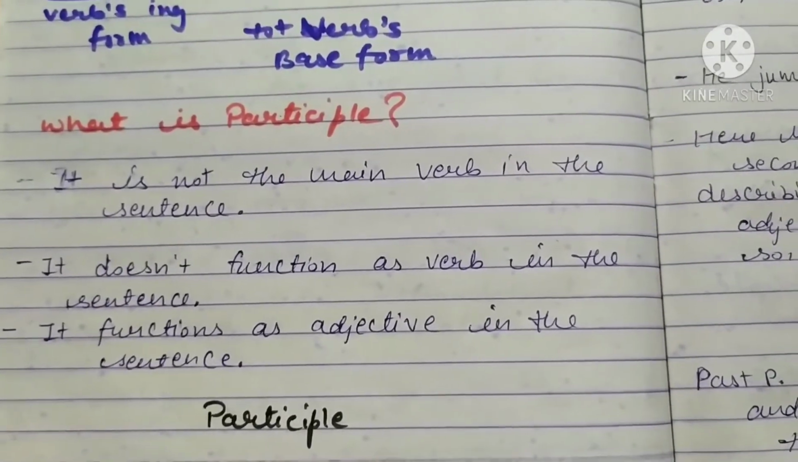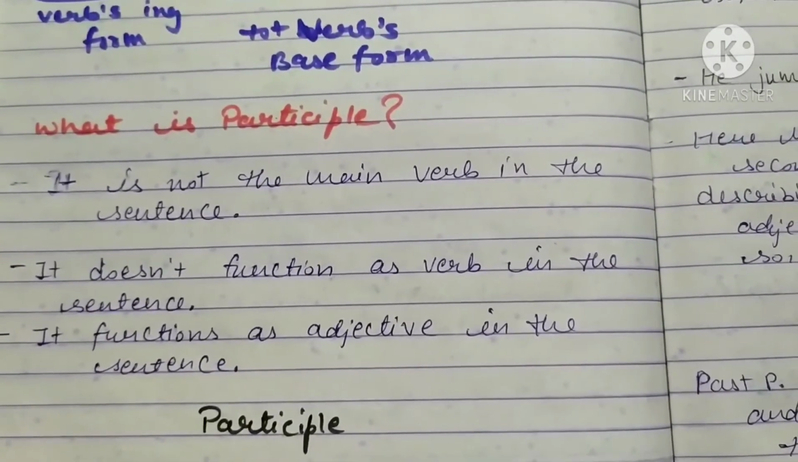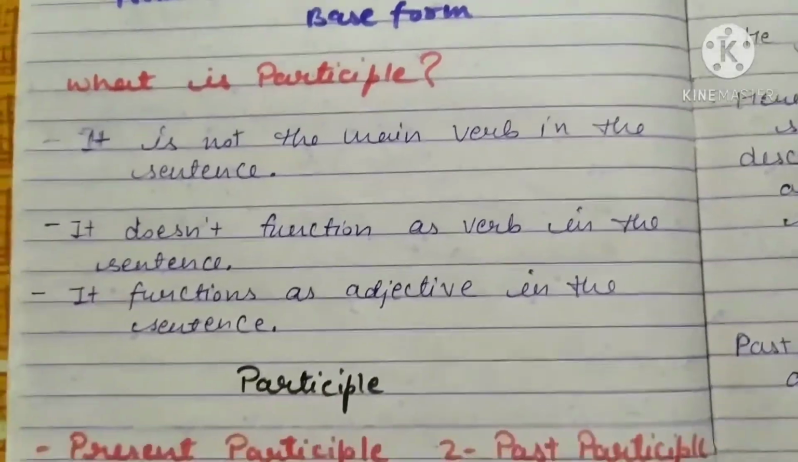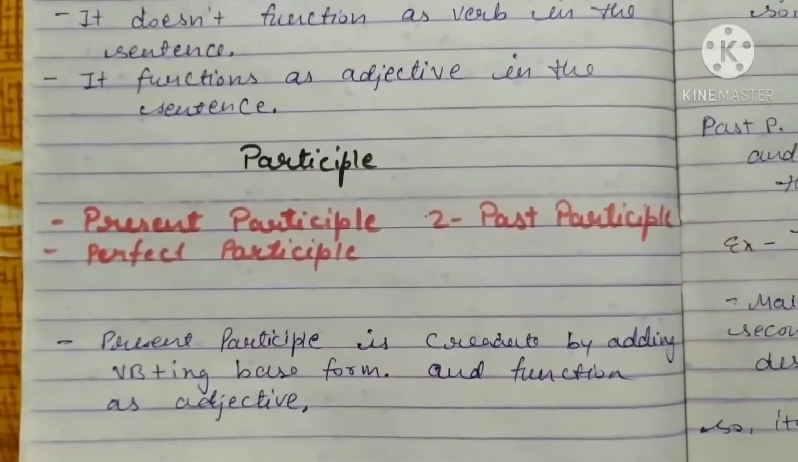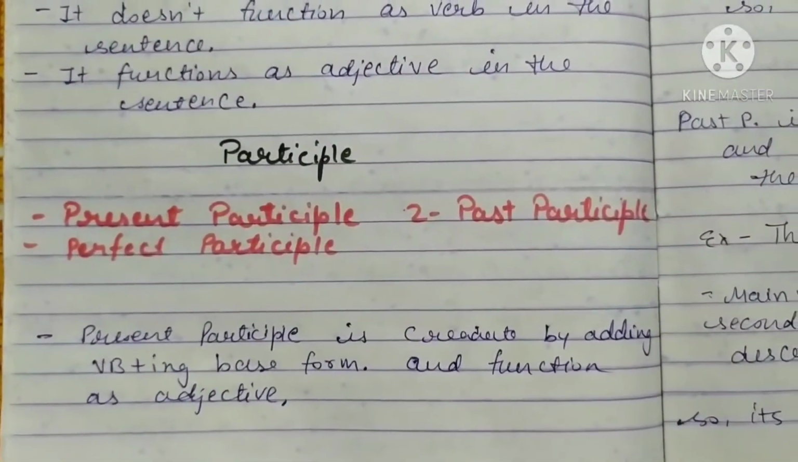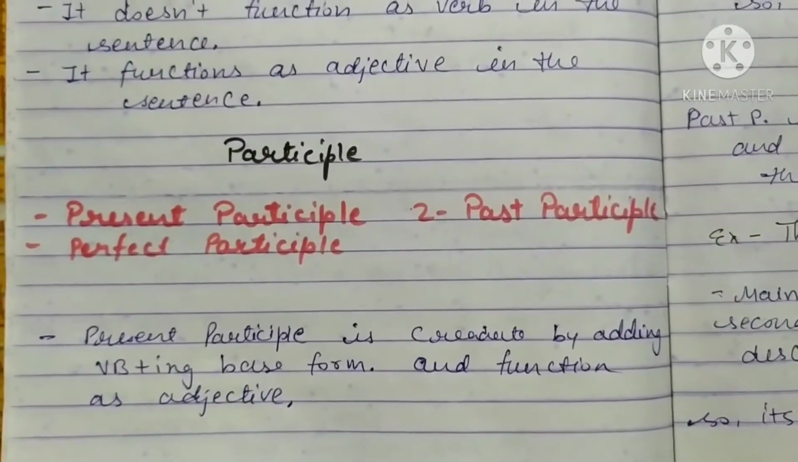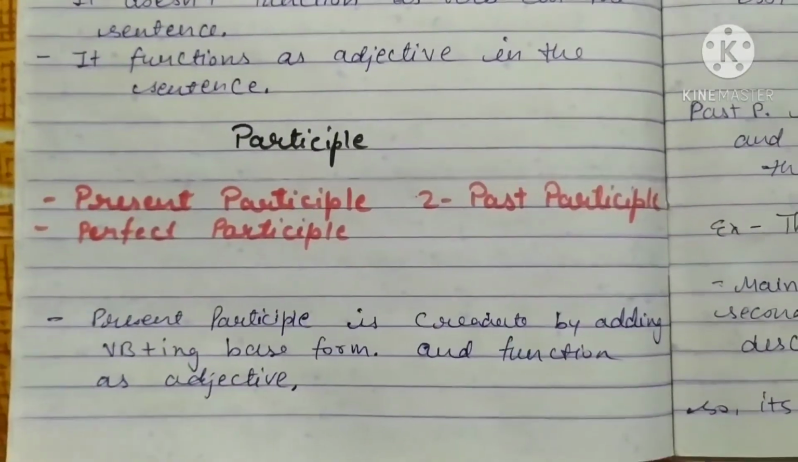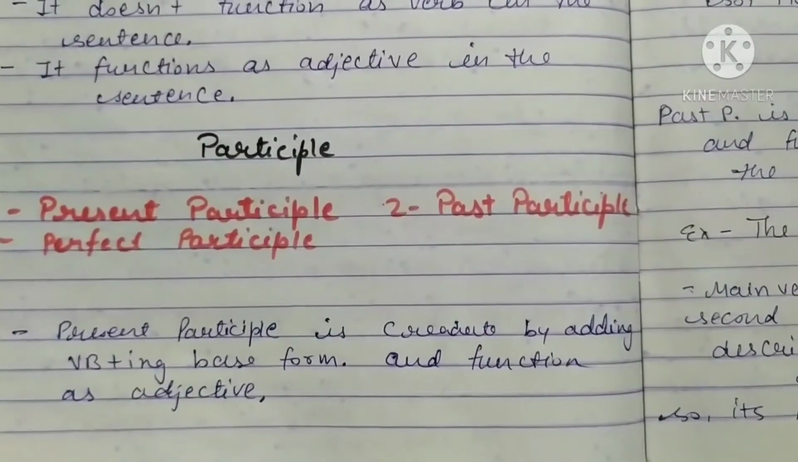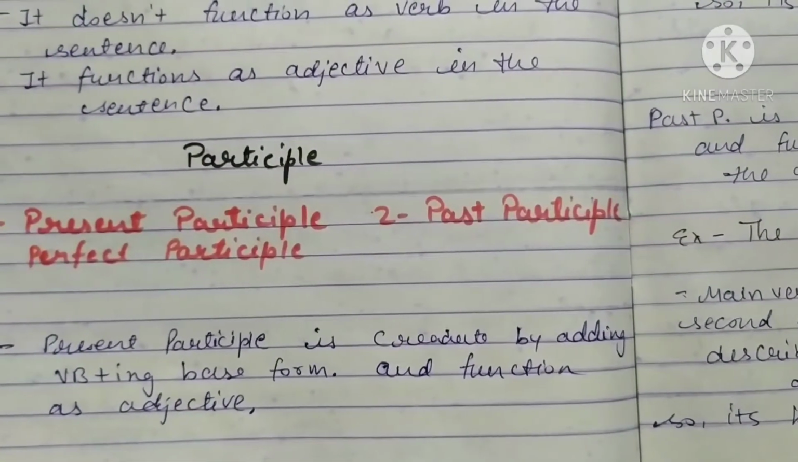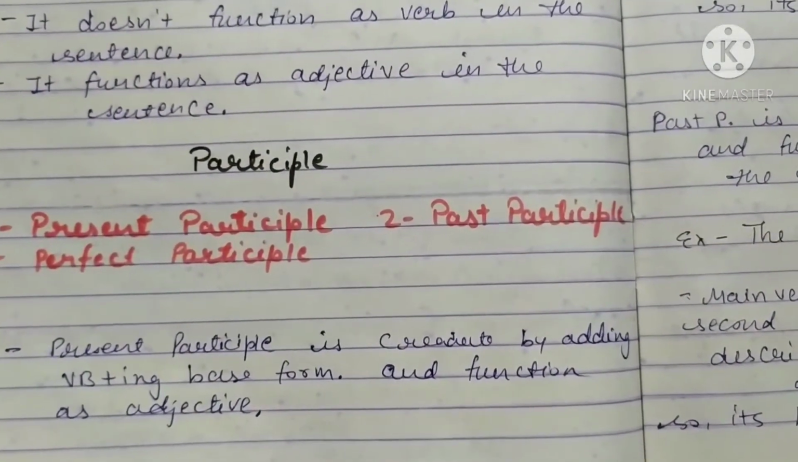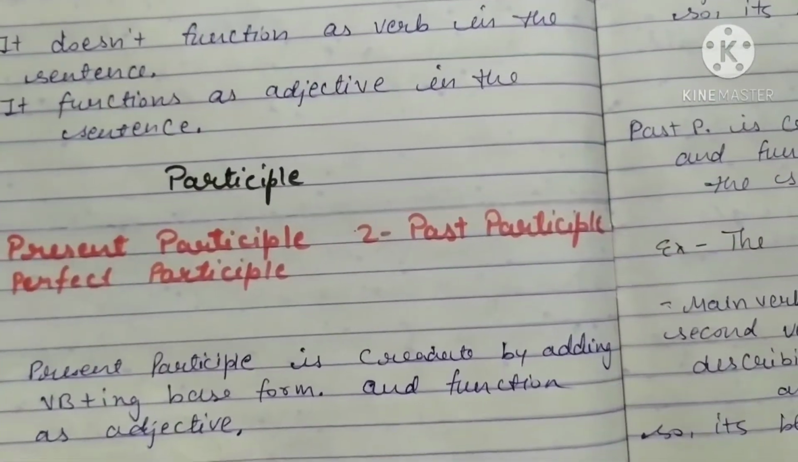It does not function as a verb in the sentence, and it functions as an adjective in the sentence, like a participle. Three kinds of participles are there: present participle, past participle, perfect participle. First we see the present participle, which is created by adding ing to the base form of the verb and functions as an adjective.